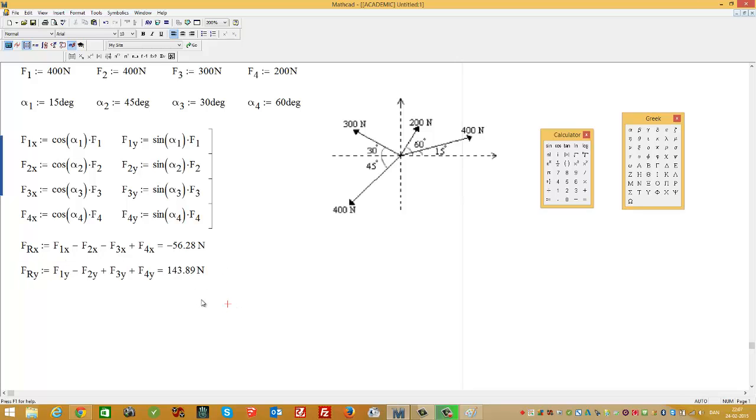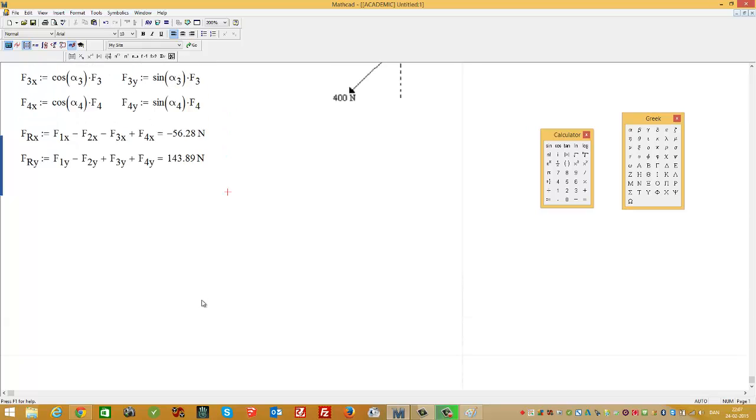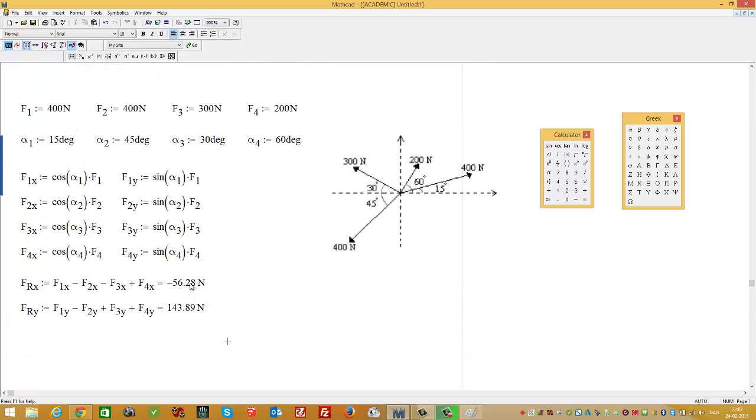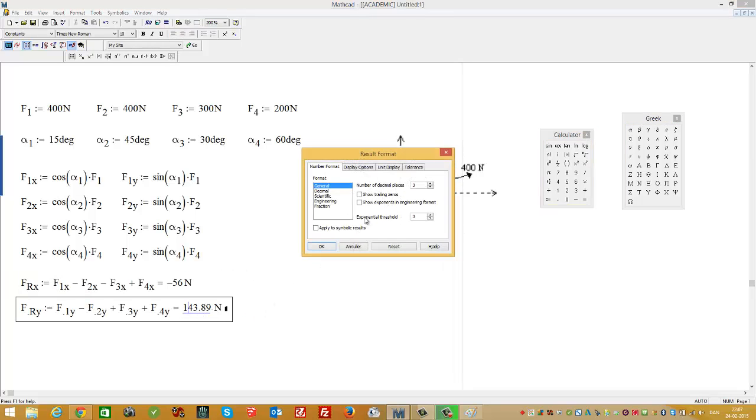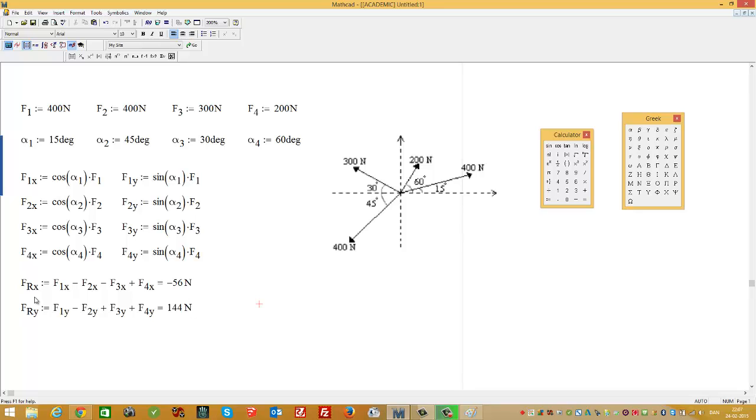I think I'll just use integers here as output. It's a little bit more easy to read, and for MatCat it makes no problem because it still has the exact value. It's just the visible part here. So I can conclude that the resultant in the x direction is minus, and in the y direction it's positive. So it must be in the second quadrant. So I'll draw it in again a principal sketch in Paint.